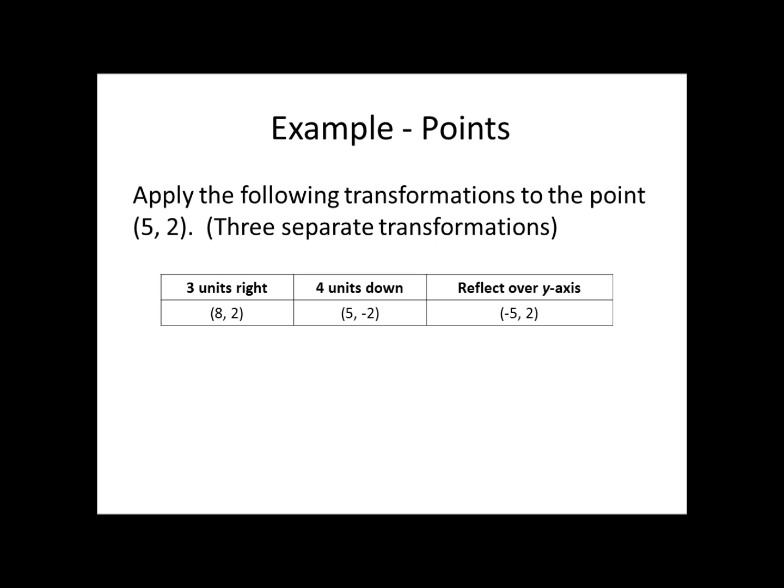So for my transformation of 3 units right, I added 3 to the x-coordinate and I got 8. The y-coordinate stayed the same. To move the point down 4 units, I subtracted 4 from the y-coordinate and I got 5, -2. To reflect the point over the y-axis, I changed the sign on the x-coordinate only. So -5, 2.